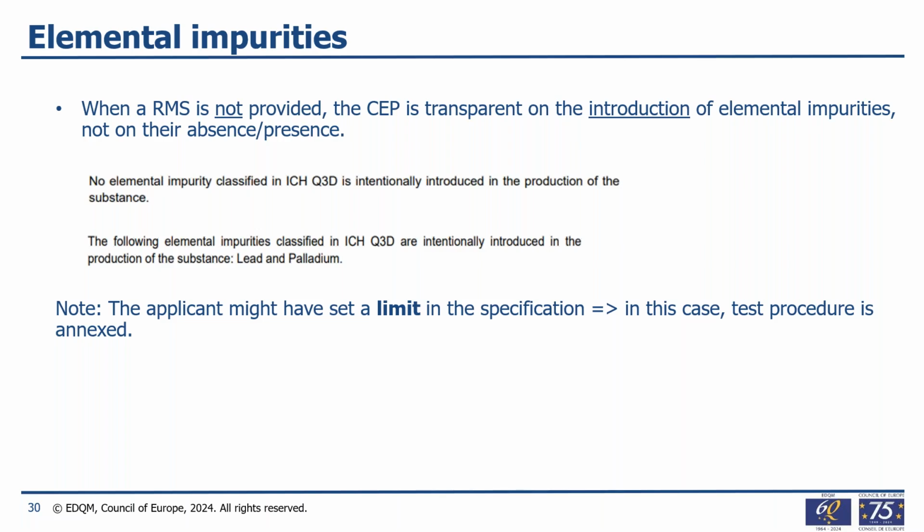No elemental impurities classified in ICH Q3D are intentionally introduced in the production of the substance, or the following elemental impurities classified in ICH Q3D are intentionally introduced. In this case, it's lead and palladium. In some cases, the applicant might have set a limit for a specific elemental impurity in the final substance. In this case, the limit will be stated in the CEP and the test procedure will be annexed.